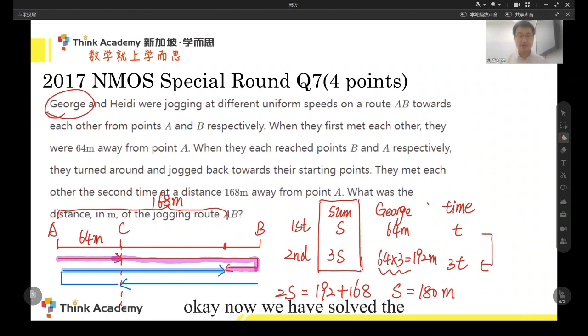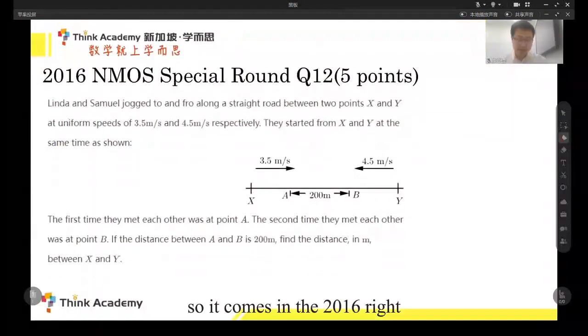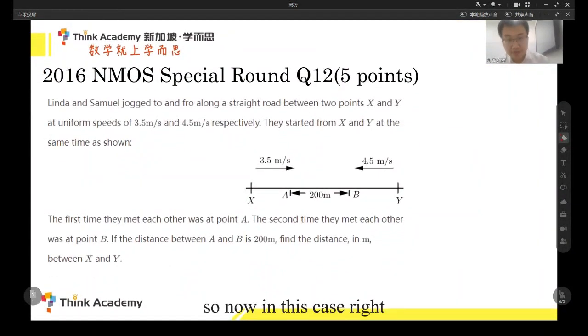Okay, now we have solved the easy one. We may move to a more difficult one about this type of question. It comes from 2060, a 5-point question. In this case, we have the speeds of Linda and Samir, which are 3.5 and 4.5. They travel between X and Y. The first time they meet at point A, the second time they meet at point B. And the distance between A and B is 200 meters. We need to find the distance of XY.